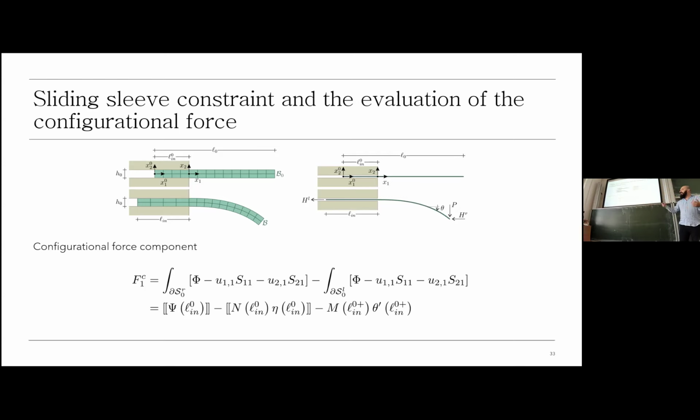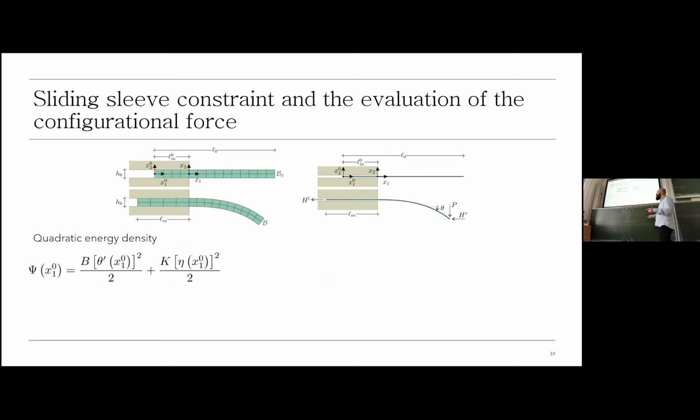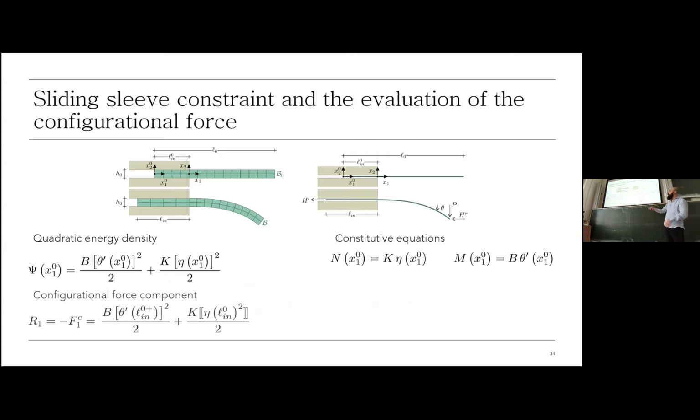So we are going to have a jump in the elastic energy, a jump in the elastic force, and then the bending moment contribution. Assuming now a quadratic strain energy, where B is the bending stiffness and K is the axial stiffness, considering also the constitutive equation for the axial force and the bending moment, the configurational force simplifies as follows. And pushing now the limit for the inextensible case, we are able to find the same equation that Bigoni's group found back in the days.